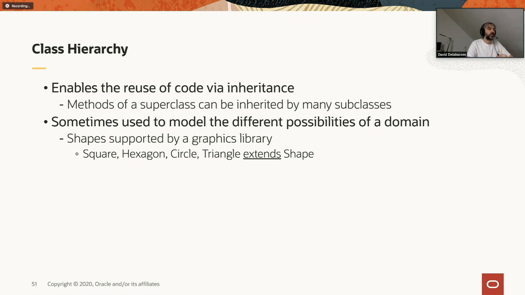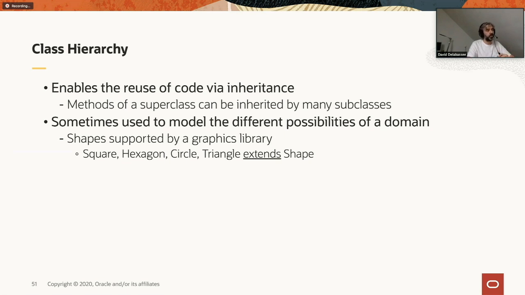Inheritance is something that encourages code reuse. So we basically have a class hierarchy, and a class that extends another class can reuse features from the class that it extends. Now, the class hierarchy is often used for code reuse, but sometimes it's used for something completely different. The class hierarchy is sometimes also used to model different possibilities of a given domain.